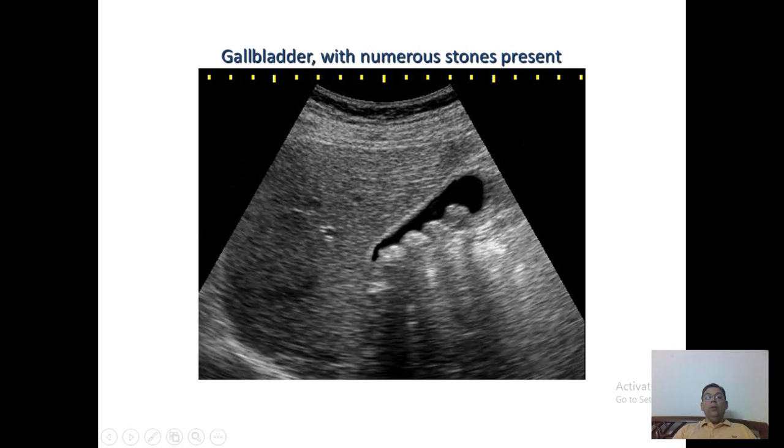Whereas in this gallbladder, if you see, this is the gallbladder, and these are structures which are hyperechoic.